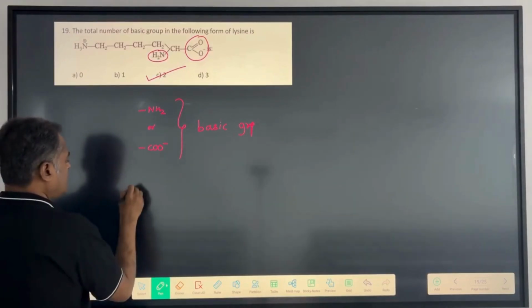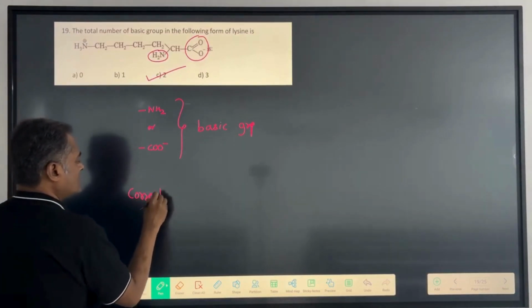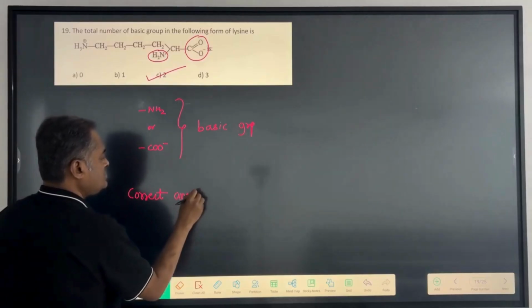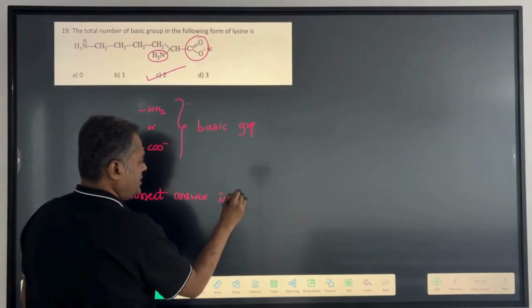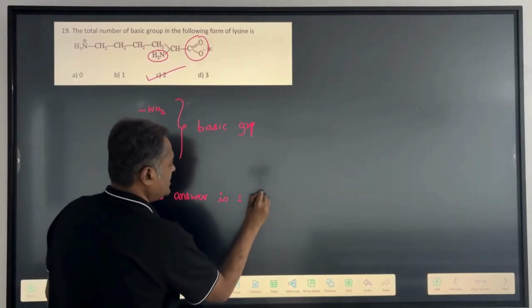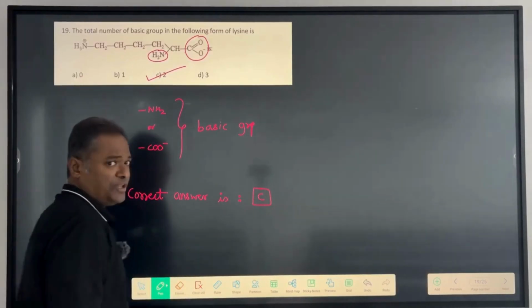That is nothing but the correct answer for this question is C. Let's proceed with the next question, kid.